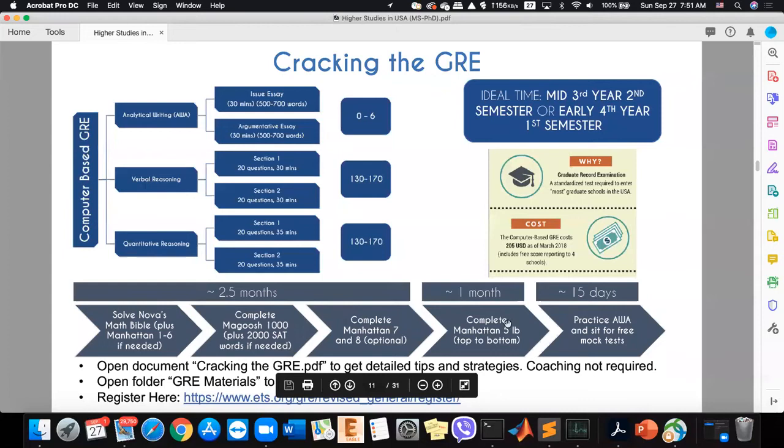Plus, if you are a little weaker in English, you might also consider looking at SAT words. A material should be paven, so nothing to worry. And then you can complete the Manhattan, 1 to 6 and 7, 8 if you want, but it will actually be elementary level.